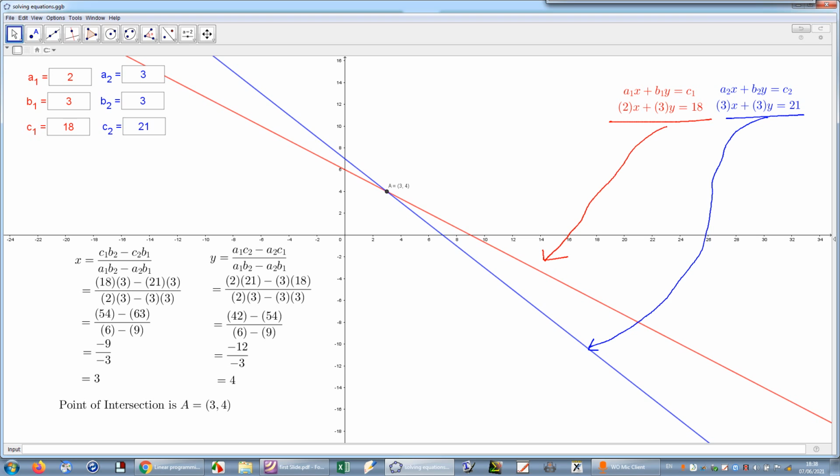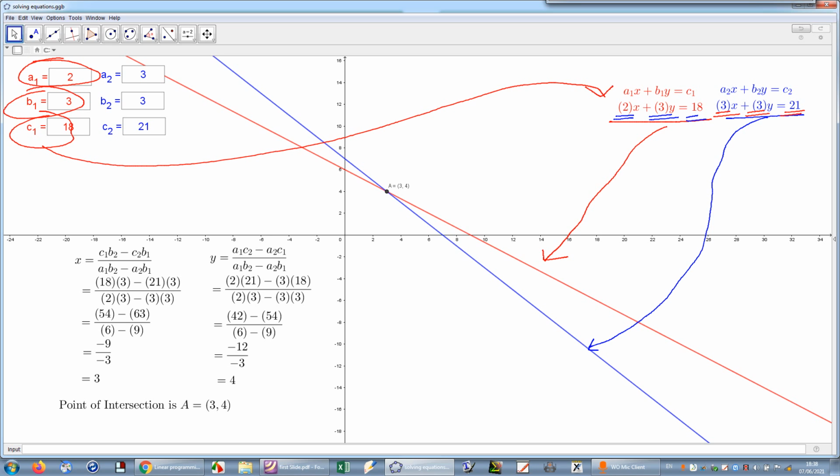What are the values of coefficients of x and y? 2 and 3 for the first equation, and the constant is 18. For the second equation, the values are 3, 2 and 21. As such, the value of a1 is 2, b1 is 3, c1 is 18, corresponding to this equation. And corresponding to the second equation, we have a2 as 3, b2 as 2 and c2 as 21.